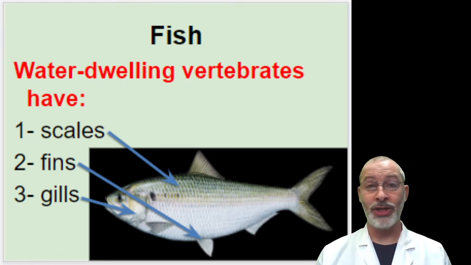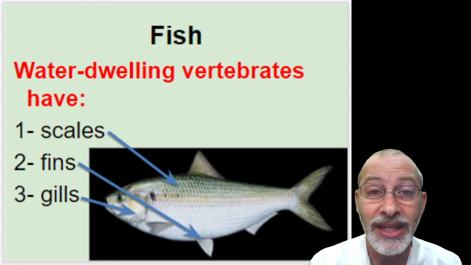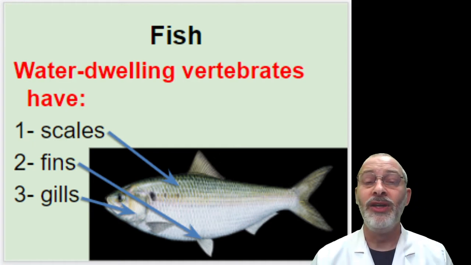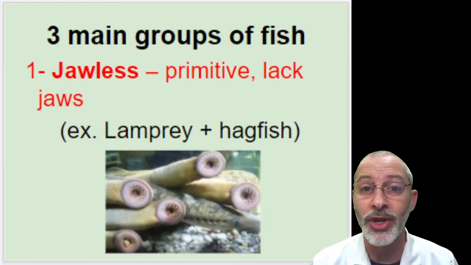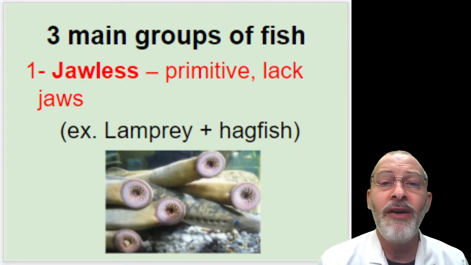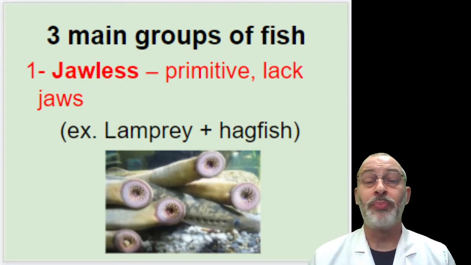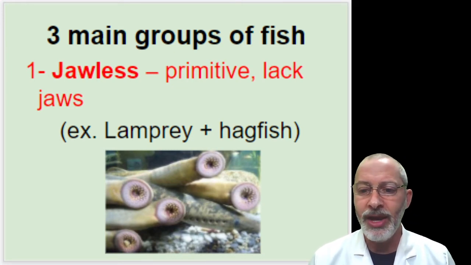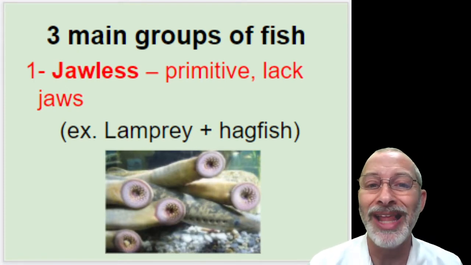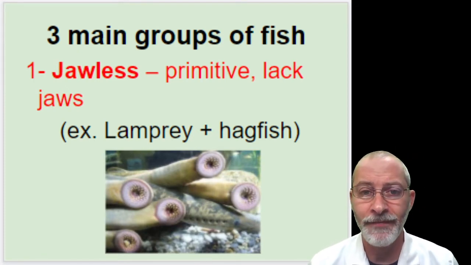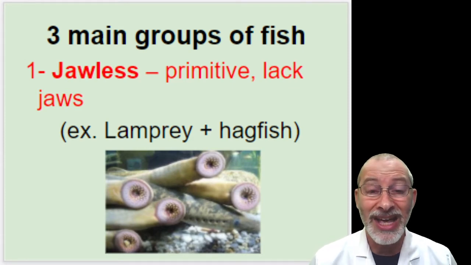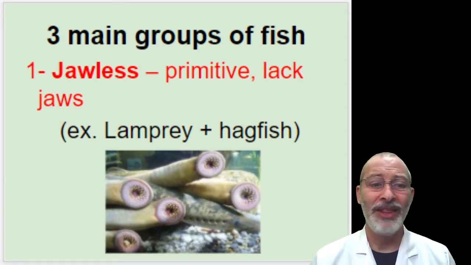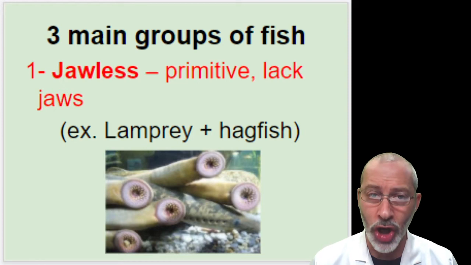But as you can imagine, not all fish are the same. And so there are different groups or categories of fish as well. So let's go over those three main groups of fish. And we'll start with the most primitive ones, or those with the simplest of structures. And they are called the jawless fish. The jawless fish, as the name implies, they lack jaws. They do not have jaws.